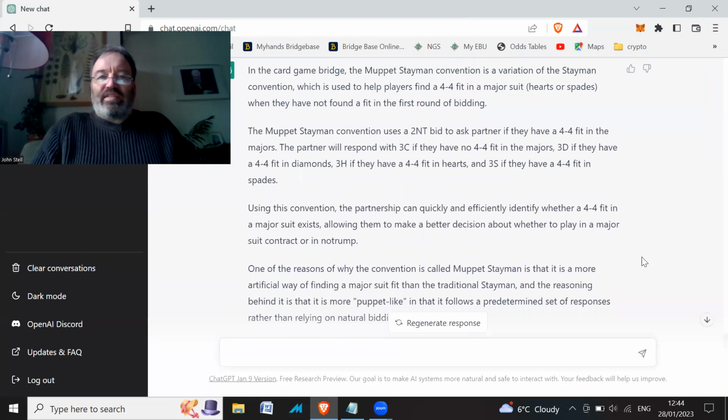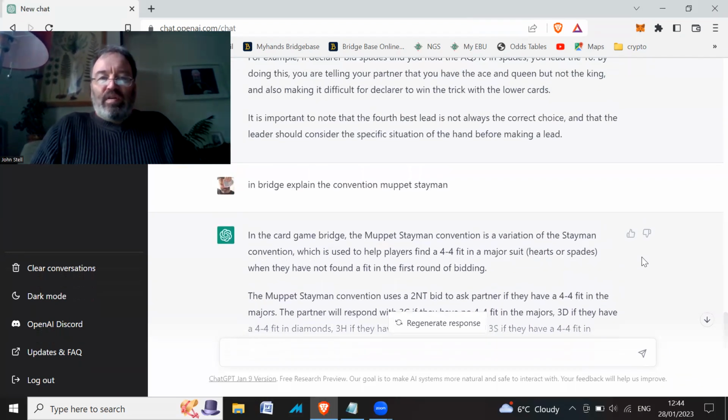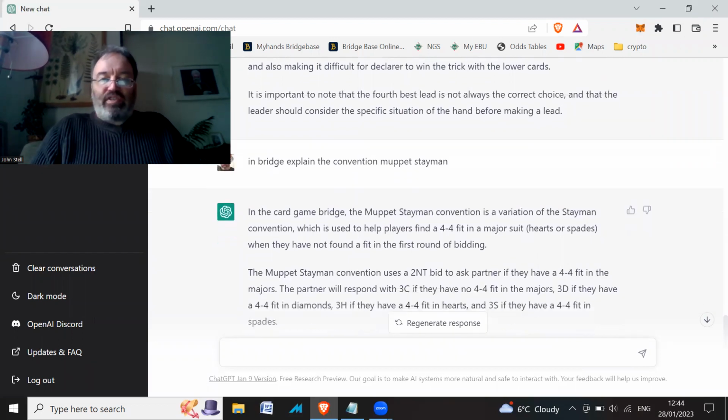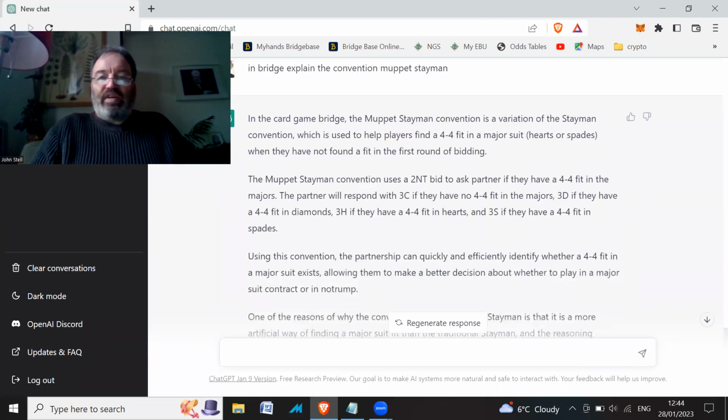Right, let's have a look what it says here then. In the card game bridge, the Muppet Stayman convention is a variation of the Stayman convention, correct? Which is used to help players find a 4-4 fit in the major suit, hearts or spades, when they have not found a fit in the first round of bidding. The Muppet Stayman convention uses a 2 no trump bid to ask partner if they have a 4-4 fit in the majors. No, I mean, Muppet Stayman comes after you'd open 2 no trumps a lot. You can use it after 1 no trump as well, still.